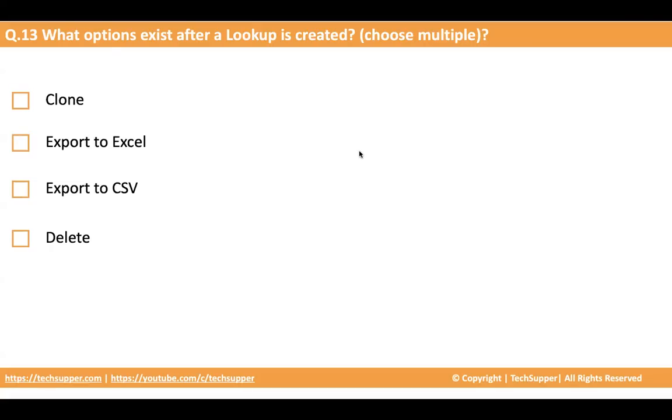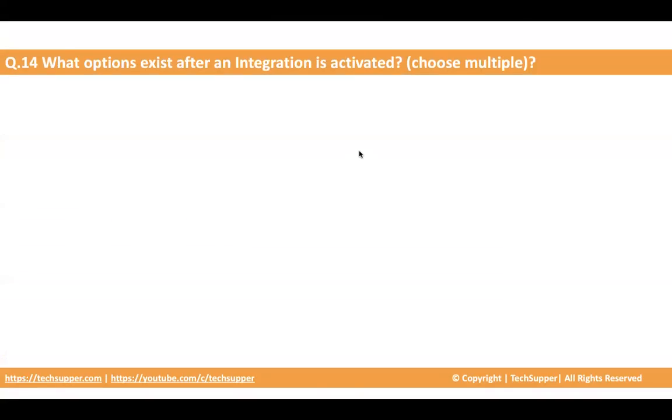The correct answers are clone, which will allow you to create a new copy of the lookup. You can export the lookup into a CSV file. You can also delete. Export to Excel is not a valid choice. Okay, what is the next question?